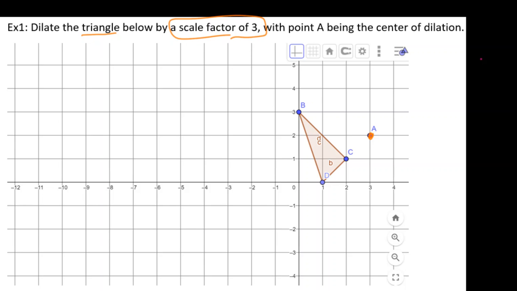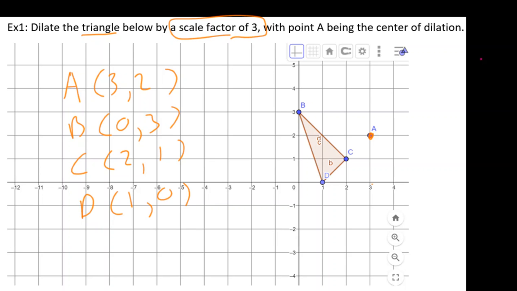Okay, to start this problem off, let's go ahead and start labeling some things. We know that A is going to be this point here at 3, 2. I see that B is going to be here at 0, 3. I see that C is at 2, 1. And I see that D is over here at 1, 0.